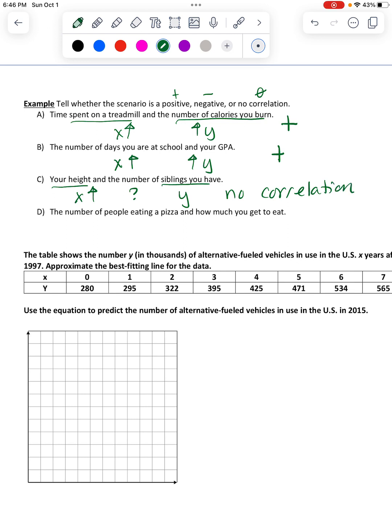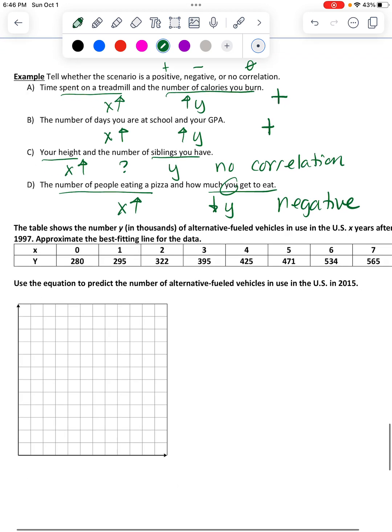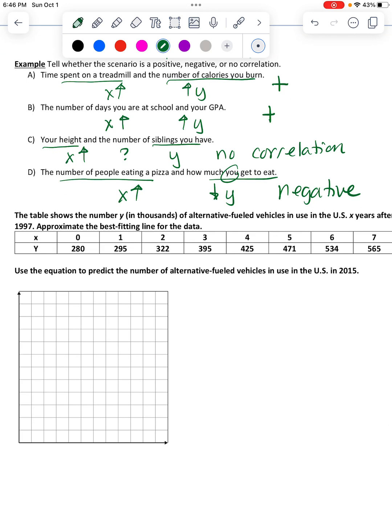The number of people eating a pizza, so that's my X. As the number of people increases, how much you get would go down because now you're sharing with more people. So since they're going opposite directions, that's going to be a negative trending line. So that's just conceptualizing when the relationship is positive or negative.